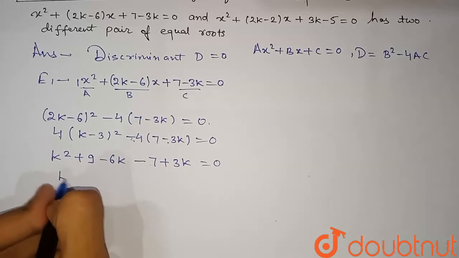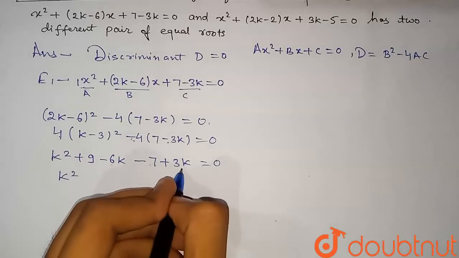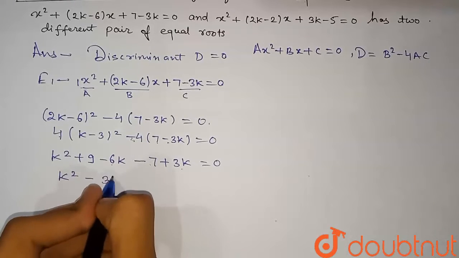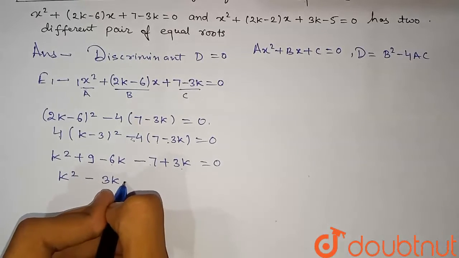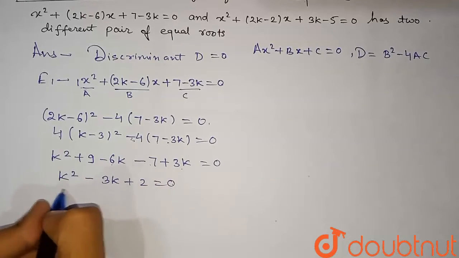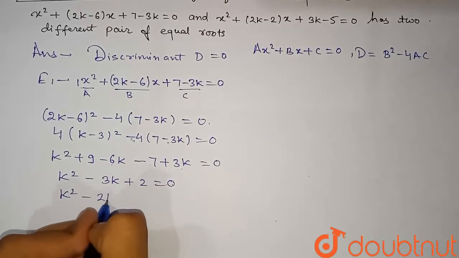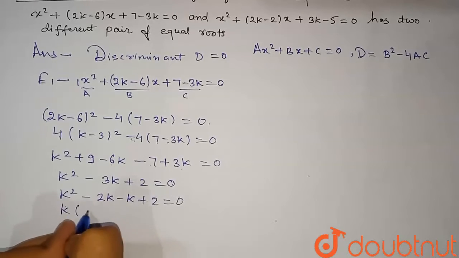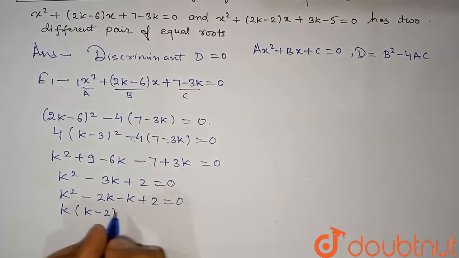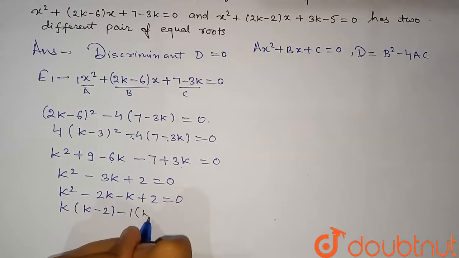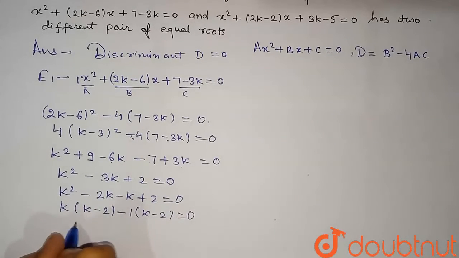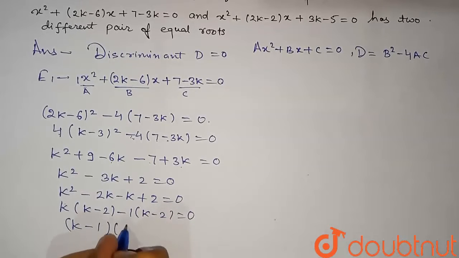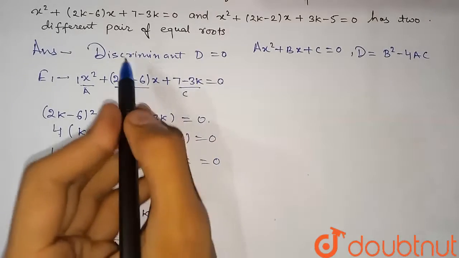Further simplifying, it will be k square, minus 6k plus 3k, so minus 3k, and 9 minus 7, which is 2, equal to 0. So we can write this as k square, with 3k written as 2k plus k, plus 2 equal to 0. Taking k common, it will be k into (k minus 2), and taking minus 1 common, minus 1 times (k minus 2) equal to 0. So we get (k minus 1) and (k minus 2) equal to 0. So k will be equal to 1, 2. These are the values satisfying the condition for the first equation.